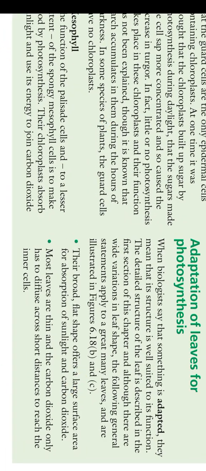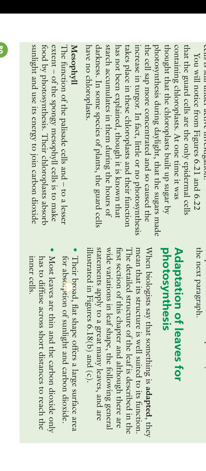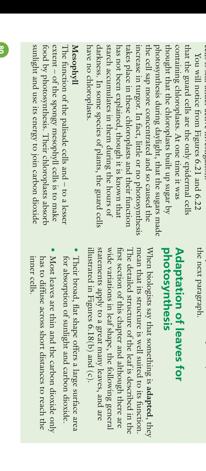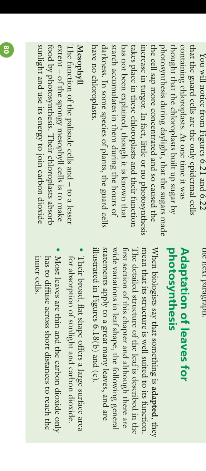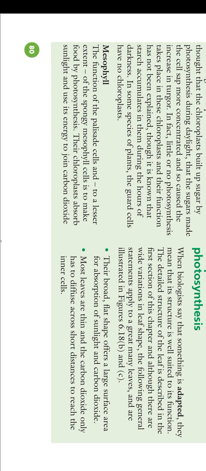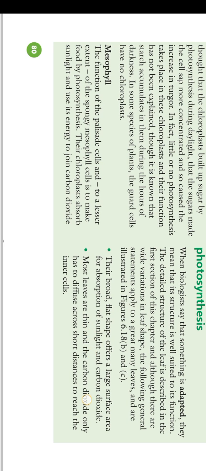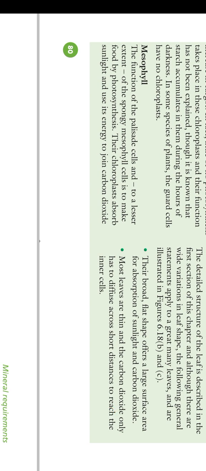So let's start. Their broad and flat shape offers a large surface area for photosynthesis and for absorption of sunlight and carbon dioxide, because if the leaf has a large surface area, there will be a greater number of stomata, and more carbon dioxide will be absorbed and light will be absorbed. Most leaves are thin, and carbon dioxide only has to diffuse across a short distance to reach the inner cells.